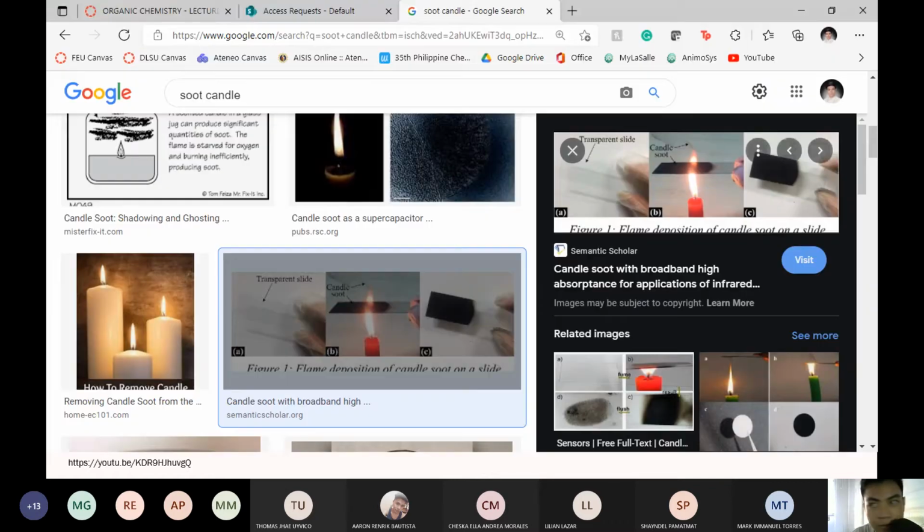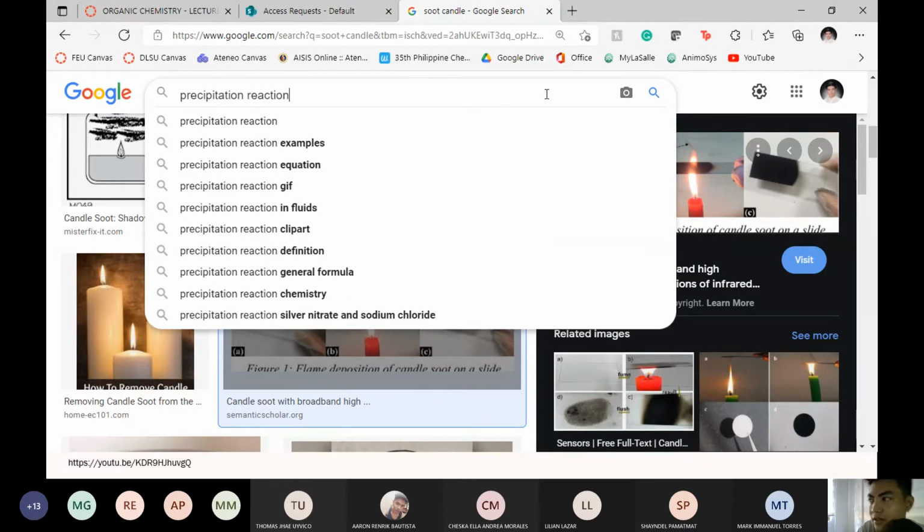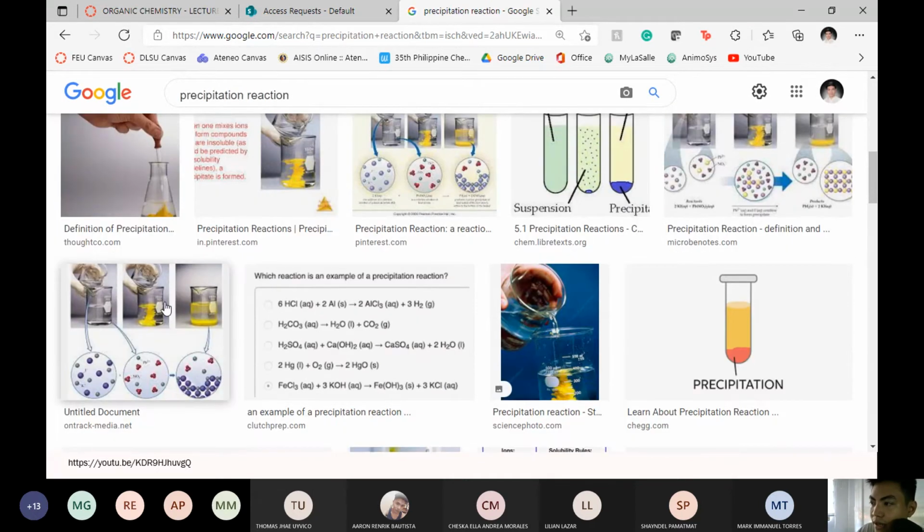Teka lang. Let me just pull up a picture in Google. Precipitation reaction. Yan. So, here are some examples of precipitation reaction.